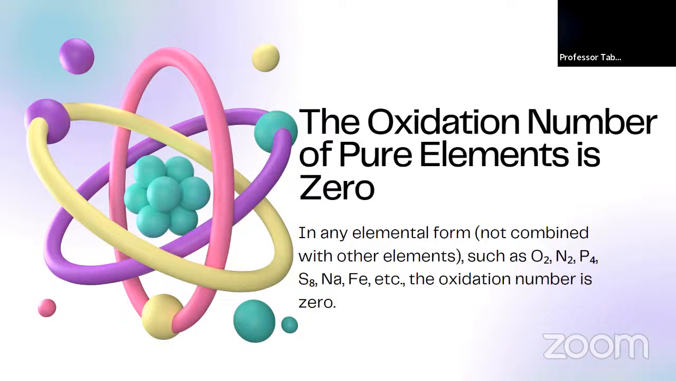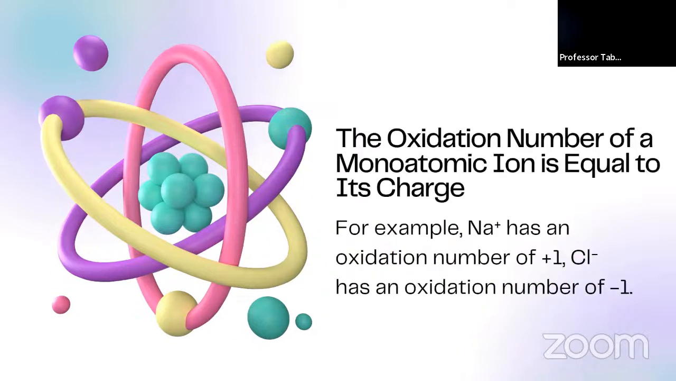And that is if they are in their purest form and they're not combining with other elements. So if you see O2 by itself, if you see nitrogen by itself, if you see any element that's by itself and not combined with other elements, then you're going to say it's 0. The oxidation number of a monatomic ion is equal to its charge. So for instance, if you have sodium with a +1 charge, then sodium has an oxidation number of +1. Chlorine has an oxidation number of -1. Those are things you want to keep in mind when it comes to your oxidation numbers.